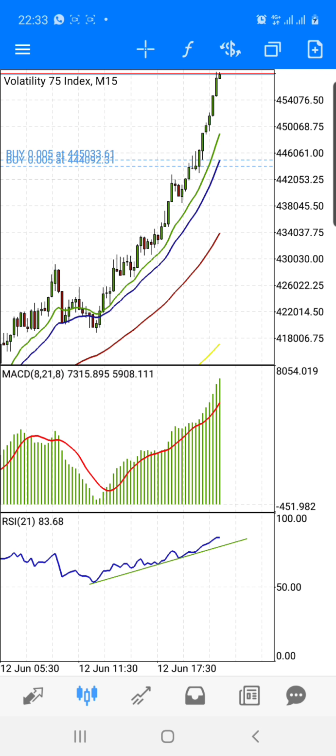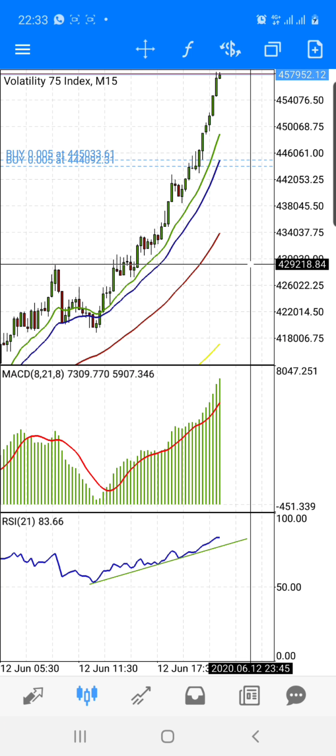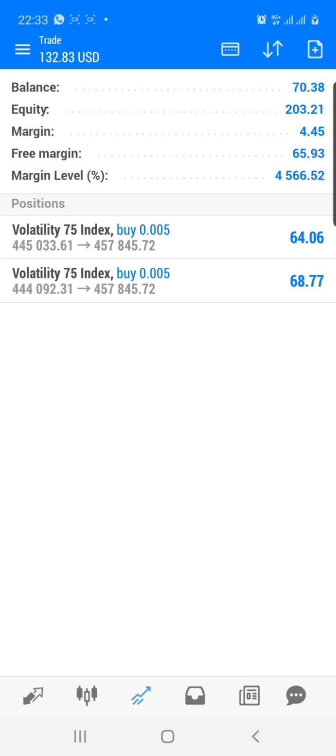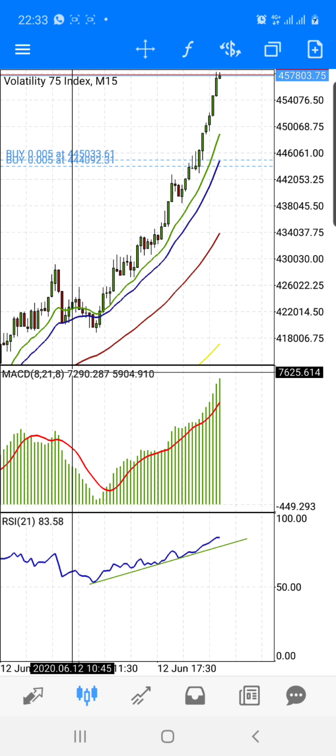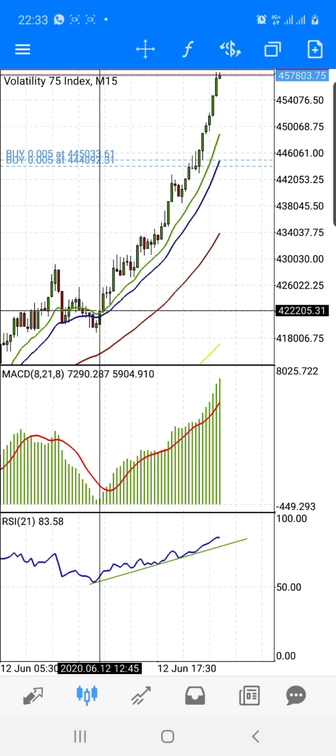So I decided to enter the market from this point. It's small. See, my profit is still small, $133. You people should get ready, we are going to sell. The sellers are going to sell very soon. So where did I enter this market? This market started moving on a buy from here.